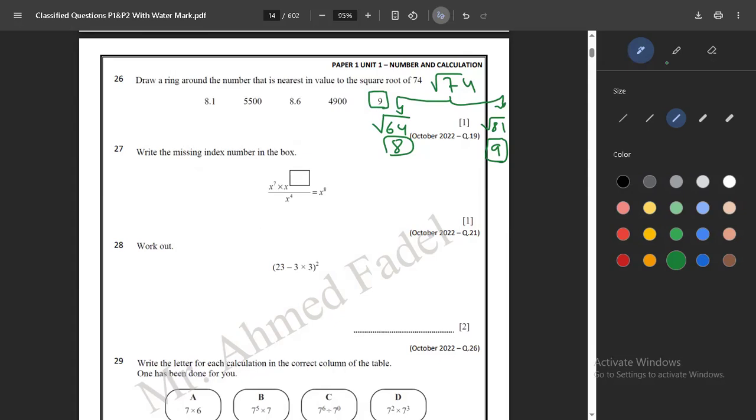But one second. Did they say here, what we've done here is perfectly correct for a different question? What do you mean, mister? What I mean is that they said draw a ring around the number that is nearest in value to the square root of 74. Did they say the whole number? No, they didn't say the whole number, which means that it could be a decimal.